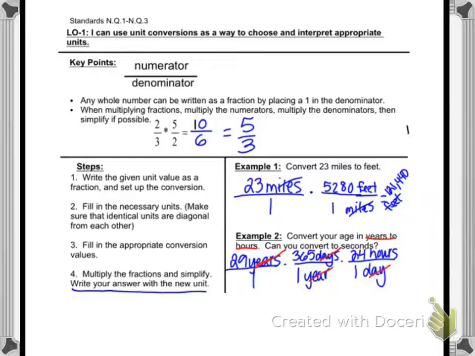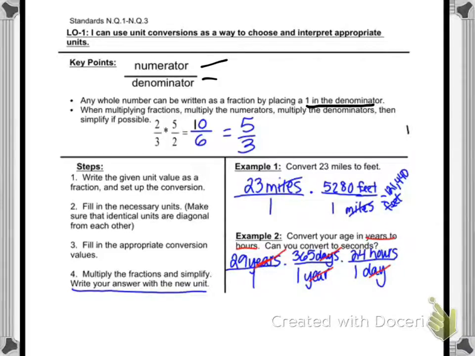We're looking at unit conversions as a way to choose and interpret appropriate units. Key points. You've got to know a numerator and denominator. Any whole number can be written as a fraction by placing a 1 in the denominator. When multiplying fractions, multiply the numerators, multiply the denominators, then simplify if possible. So that's how you multiply a fraction.